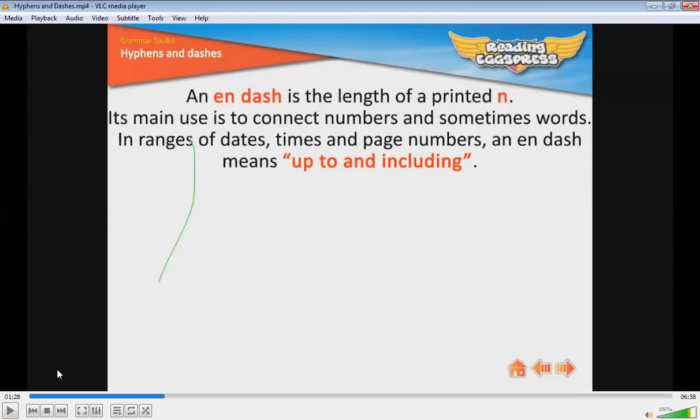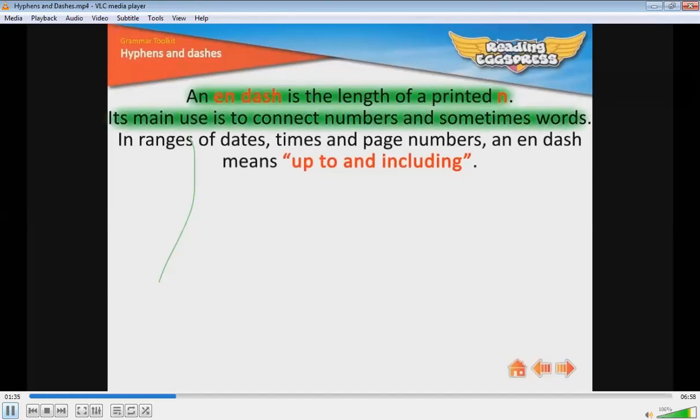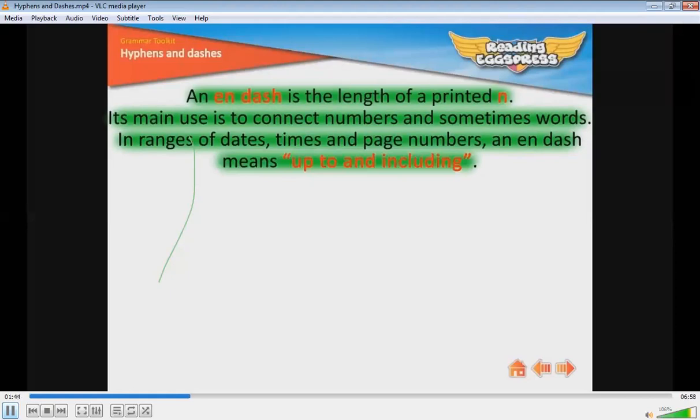How do we use them? An N dash is the length of a printed N. Its main use is to connect numbers and sometimes words. So mostly numbers and sometimes words. It's not commonly used a lot. In ranges of dates, times, and page numbers, an N dash means up to and including. Take care of the meaning. One of the meanings is up to and including. How? So here we have April–June.